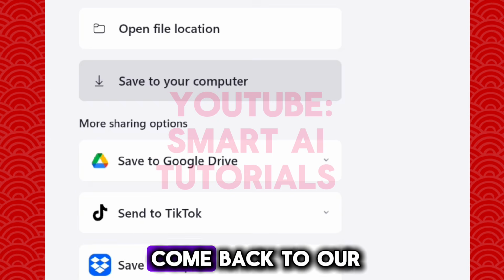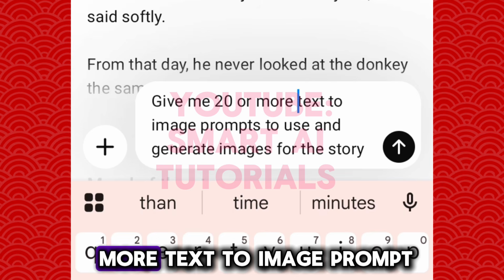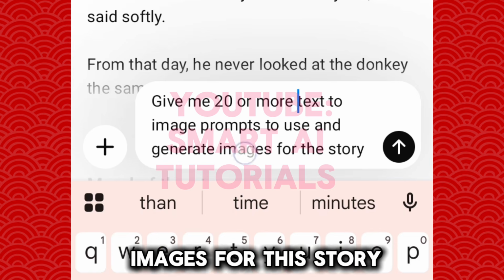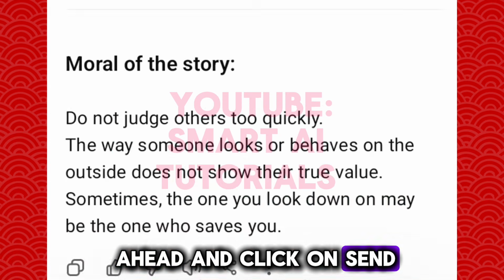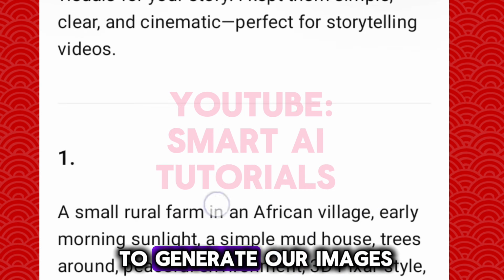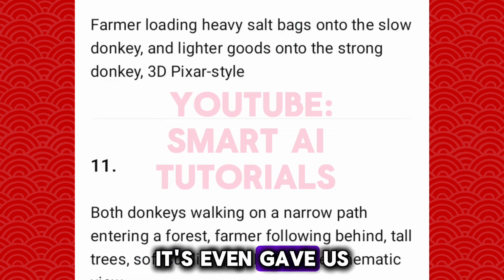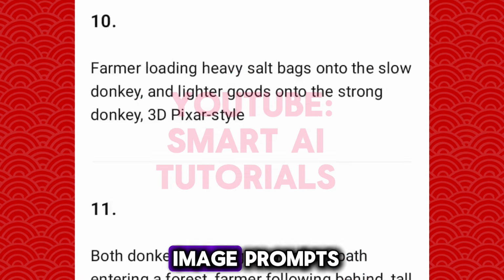After that, then we'll come back to our ChatGPT, and then we'll say, give me 20 or more text to image prompts to use and generate images for this story. And then we'll go ahead and click on send and wait for it to generate the prompts that we will use to generate our images for us. Okay, so it has given us all the prompts. It even gave us more than 20, like up to 25 image prompts.